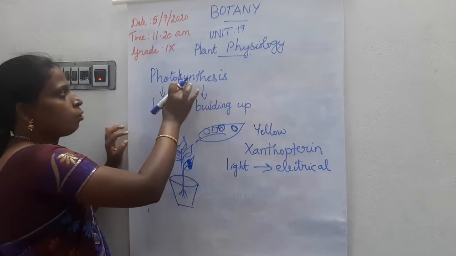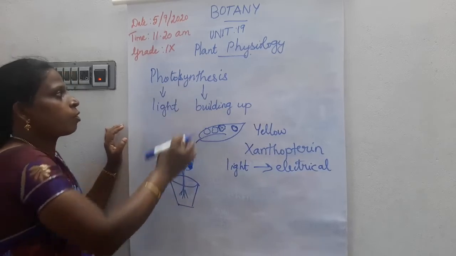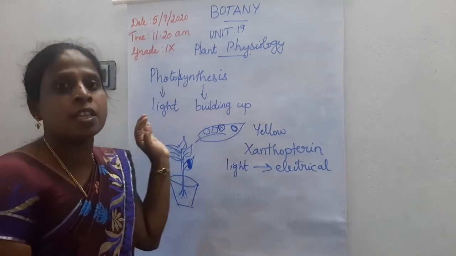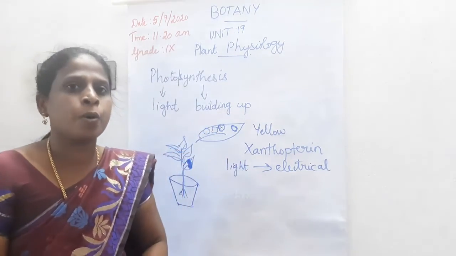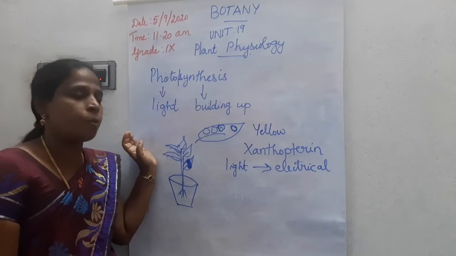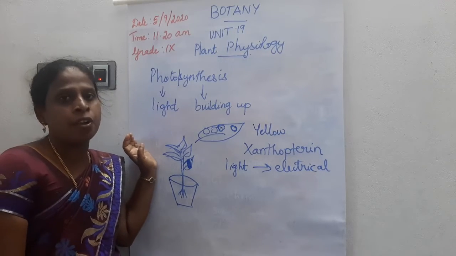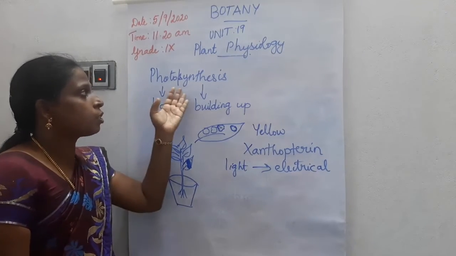So in today's class we have learned about photosynthesis. Now you all know what photosynthesis is. It is the process by which green plants synthesize carbohydrates by using carbon dioxide and water in the presence of sunlight and chlorophyll. So that is the definition of photosynthesis.